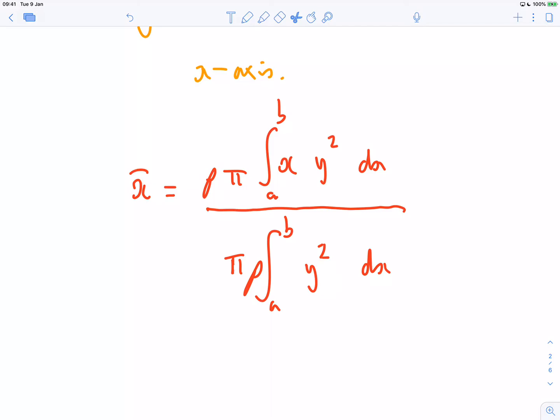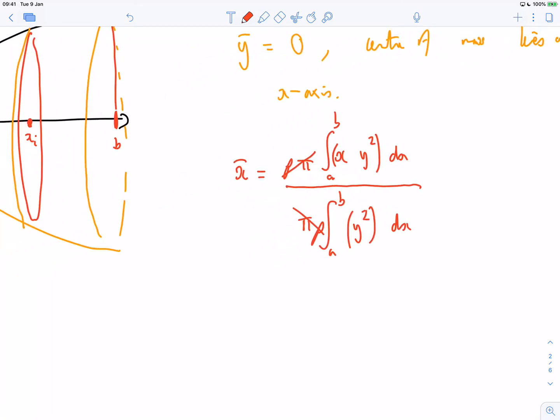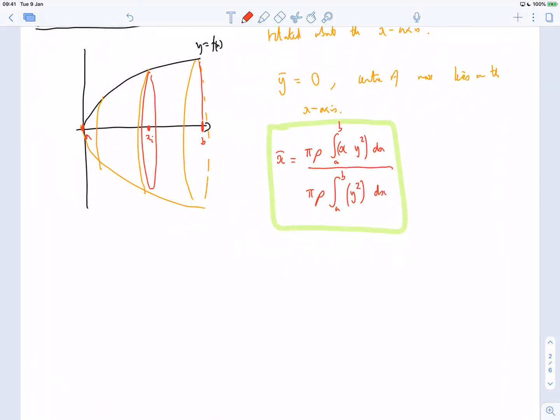If you really wanted to, you could cut out the middleman and divide by pi rho top and bottom, and so it's just going to be the integral of x times y squared dx between a and b over the integral of y squared dx over a and b, like so. That's essentially it. So that, if I just tidy this up. Now in practice the pi and rho's cancel, we don't tend to write them, but it's always a good habit to get into. And this is for a rotation about the x-axis.